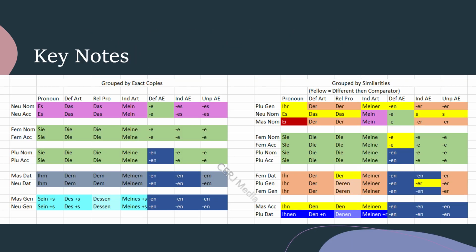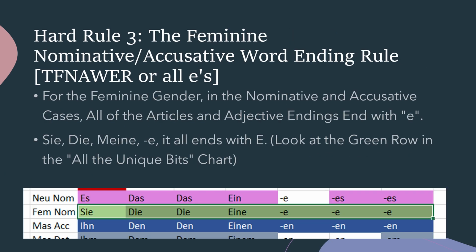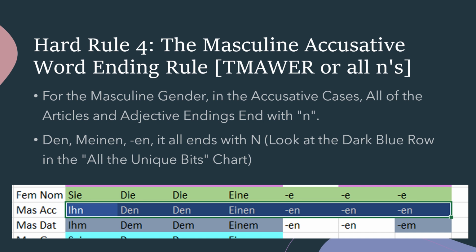If we go back here, these all end with N as well. So denen, den, denen, meinen, plus N, N. So technically this also applies to the plural dative as well. But the focus here is for the masculine accusative word ending rule. So those are our 4 hard rules. If you remember those hard rules, it'll help you remember all of that stuff a lot easier.